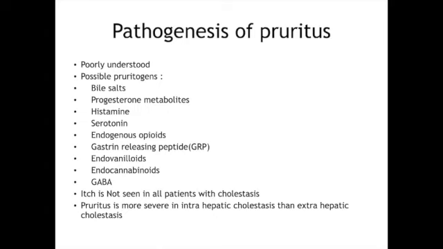In fact, it is poorly understood, and there are so many pruritogens described like bile salts, progesterone metabolites, or histamine, serotonin, endogenous opioid, gastrin-releasing peptide, or endovanilloids, because all these are utilized for manipulation in patients with pruritus. So it is not seen in all patients with cholestasis. So the bile salt may not be the actual reason for cholestasis in biliary obstruction. There may be poorly understood factors which result in pruritus.